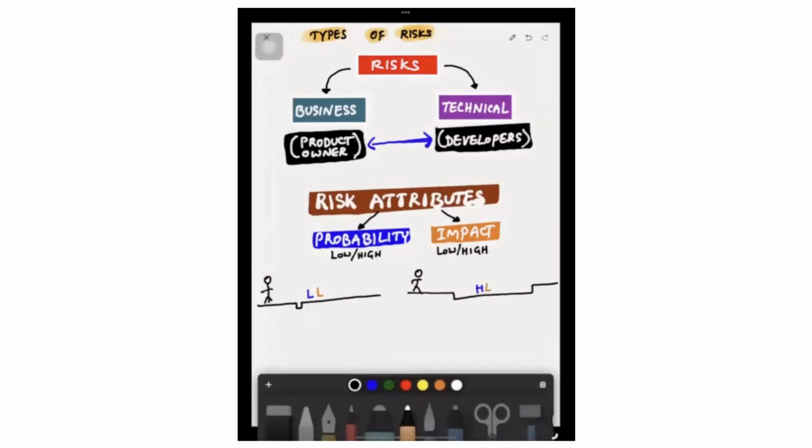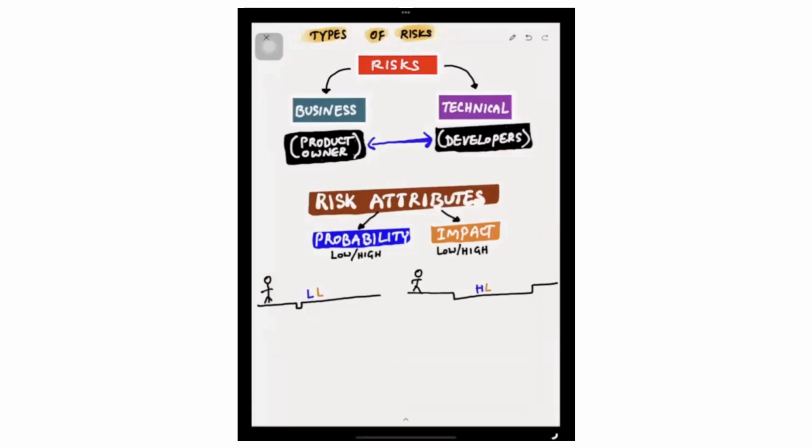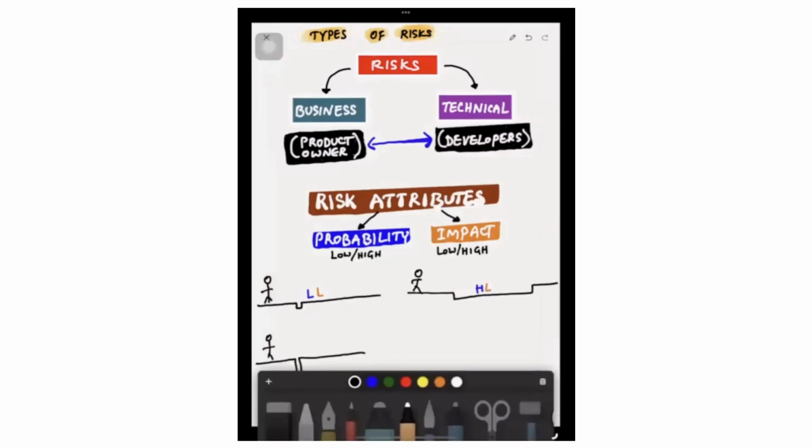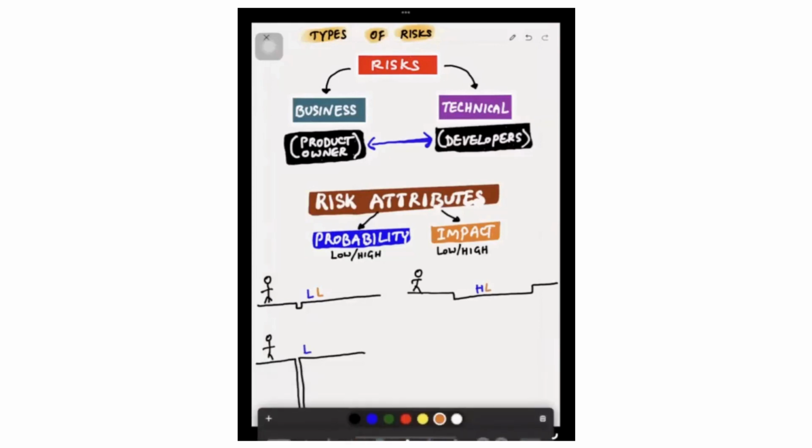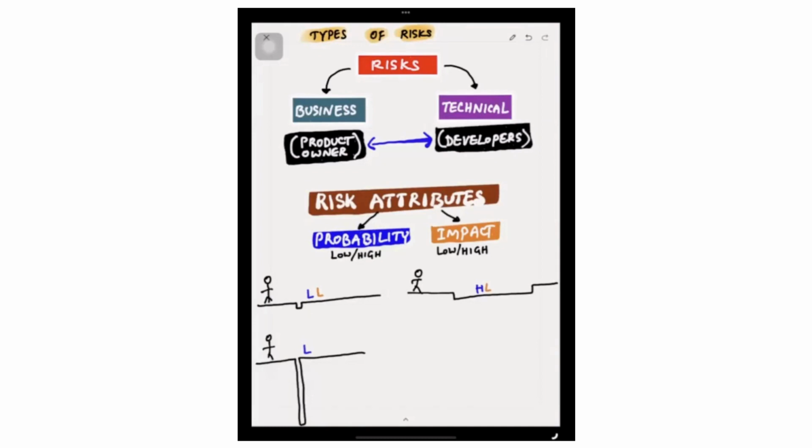So another example is you are walking on the road and the hole is like this. The depth is like 6 to 8 feet, but the width is less than a foot. So in this case, your probability of falling into this is low, but if you fell into the hole, you may get a leg fracture. So low probability, but high risk.